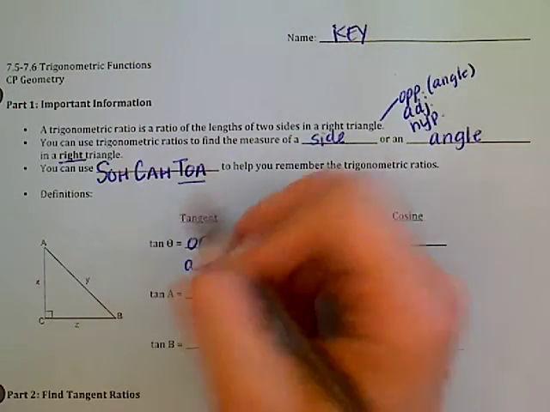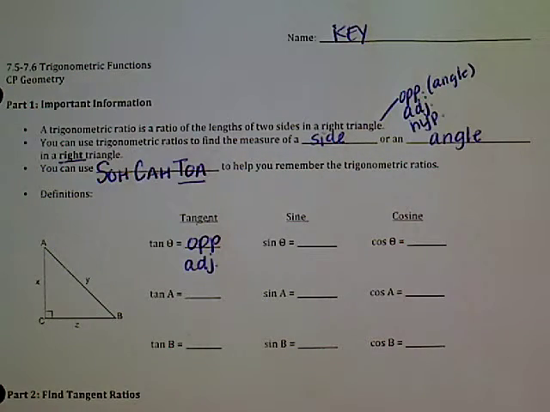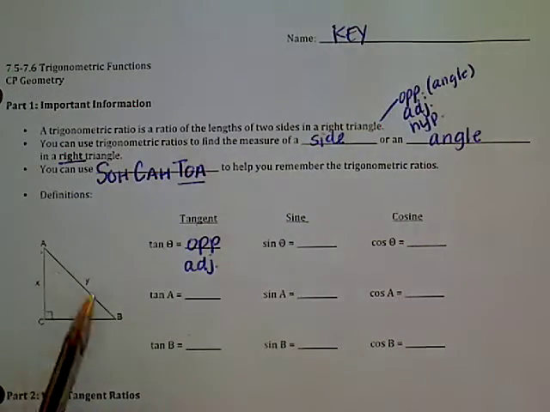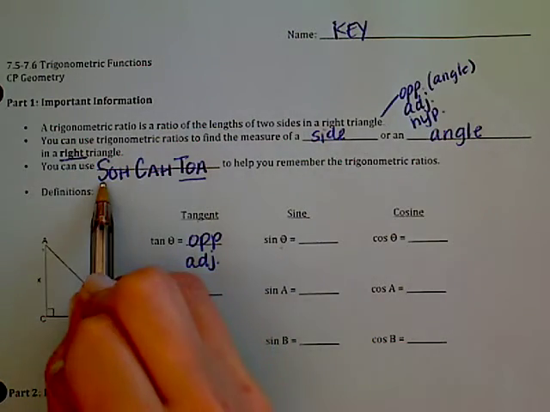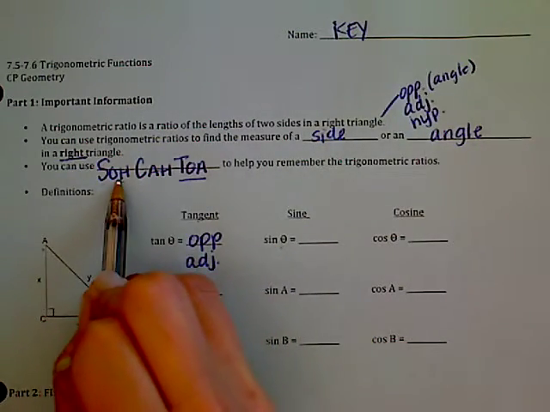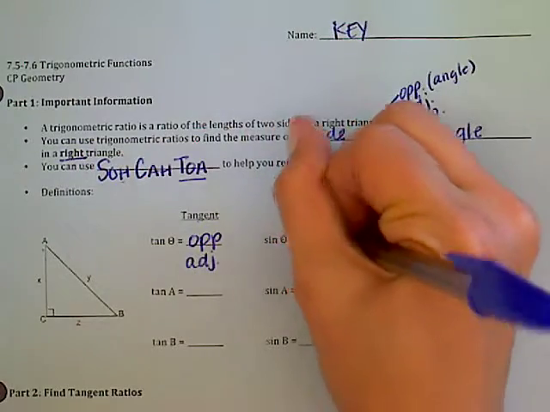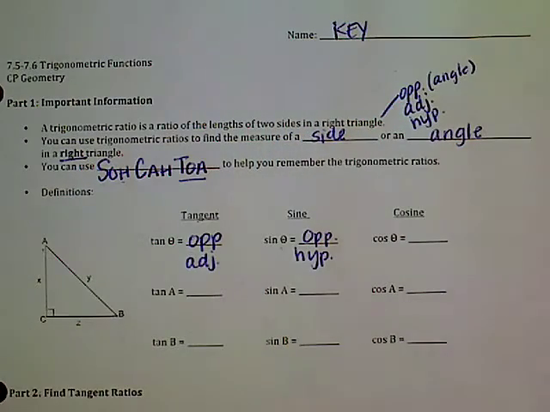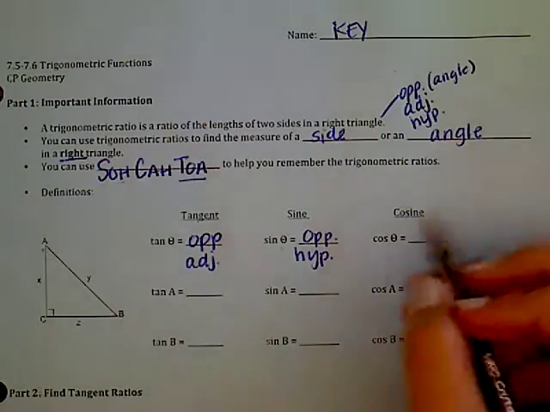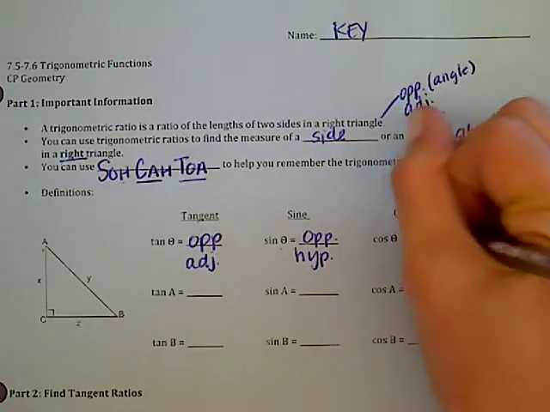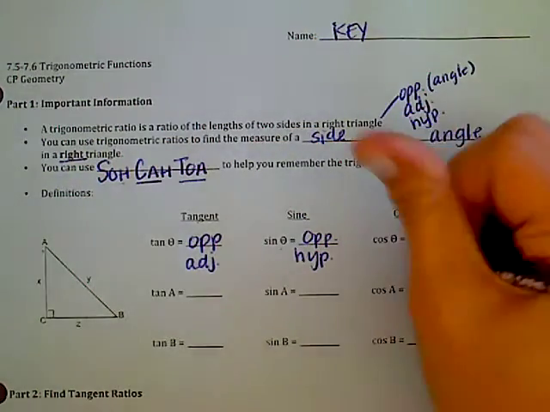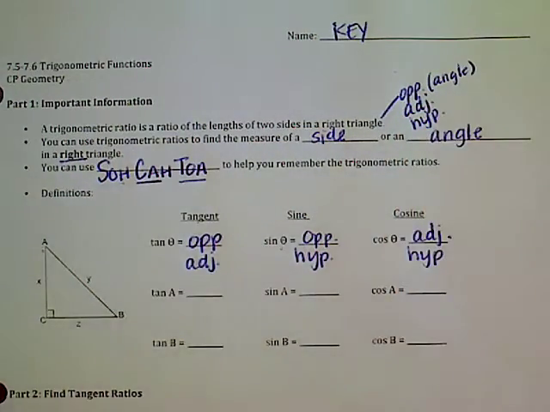This symbol here just represents, it's like a variable for an angle. It's called theta, and again, it just represents an angle. So it could be angle B, or it could be angle A. Now sine, so, S-O-H, the sine function is opposite over hypotenuse. And lastly, the cosine, represented by the C-A-H in SOHCAHTOA, is adjacent over hypotenuse.